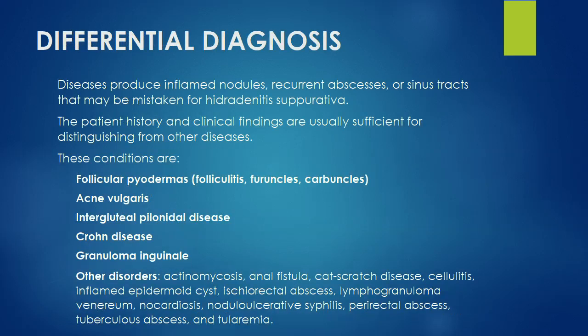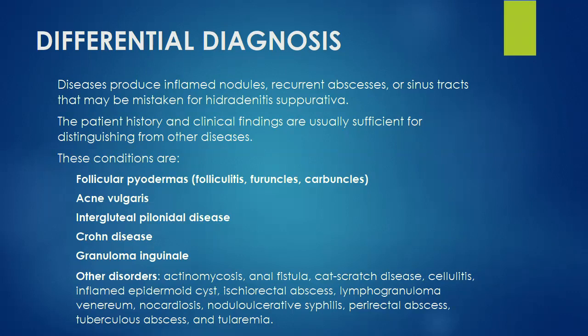Differential diagnosis. A few diseases produce inflamed nodules, recurrent abscesses, or sinus tracts that may be mistaken for hidradenitis suppurativa. The patient history and clinical findings are usually sufficient for distinguishing from other diseases. These conditions are follicular pyodermas, folliculitis, furuncles, carbuncles, acne vulgaris, intergluteal pilonidal disease, Crohn disease, granuloma inguinale.